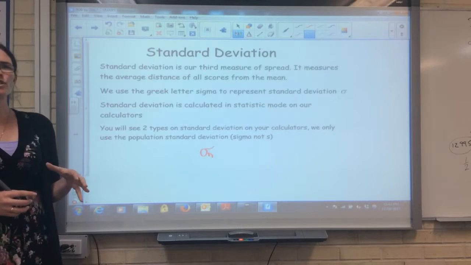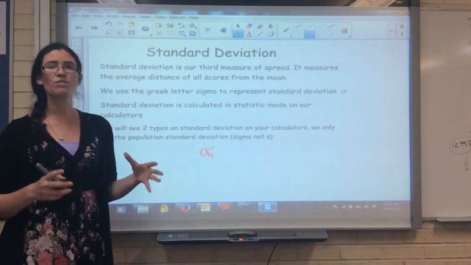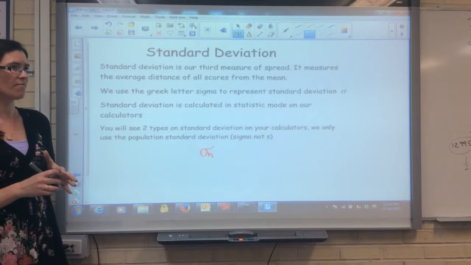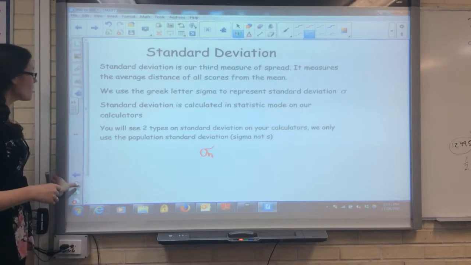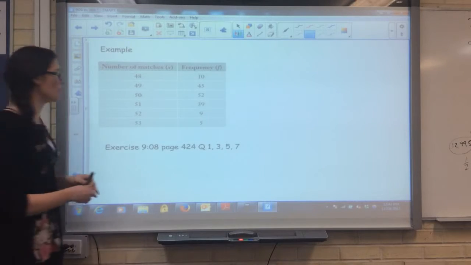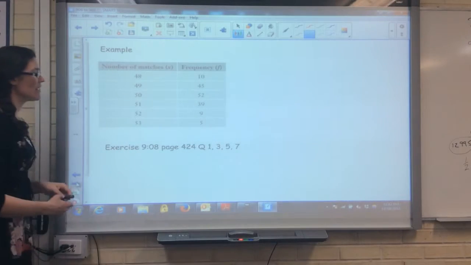Alright, so standard deviation measures our spread. The smaller the standard deviation, the closer the scores are together. Okay? So let's look at how we actually do it. So say I've got this list here of numbers and frequencies, and we want to calculate the standard deviation. So we're going to use our calculators.